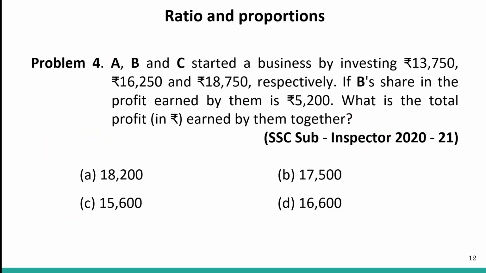Problem number 4 tells us that A, B and C started a business by investing 13,750, 16,250 and 18,750 respectively. So if B's share in the total profit earned by them is 5,200, then what is the total profit earned by them together? This question has been asked in the SSC Sub Inspector 2020-21 paper. So let's see which among these four is the correct answer, right? Is it 16,600? Okay, so let's see.